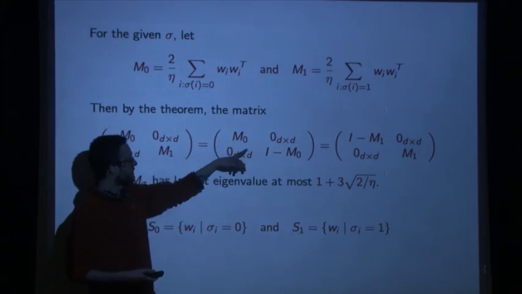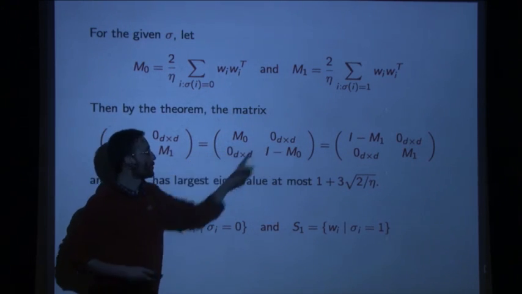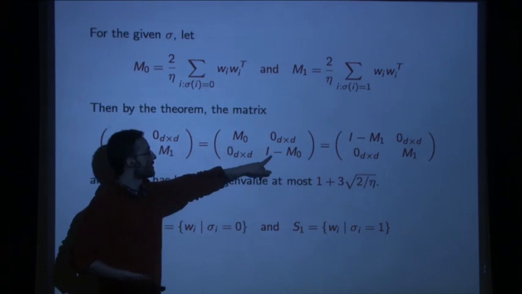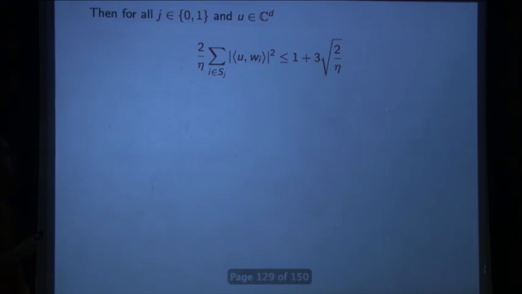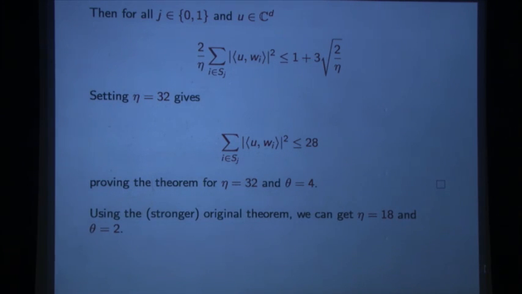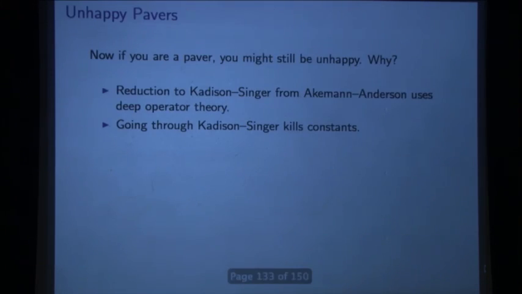And the idea is that, like you were saying, the smallest eigenvalue here is bounded using the largest eigenvalue there. And so setting eta equals 32 gives you KS2 for theta equals 4. And if you use the stronger original theorem, you can get eta equals 18 and theta equals 2. And Casazza has shown that eta equals 2 is not possible. So the optimal answer lies somewhere in between.